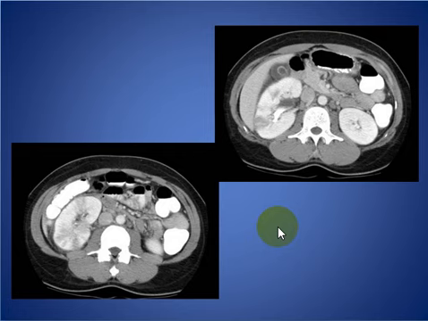Here another patient with asymmetric enlargement of the right kidney compared to the left kidney with multiple perfusion defects with striated nephrogram, and there are surrounding perirenal strands and a stone in the gallbladder.